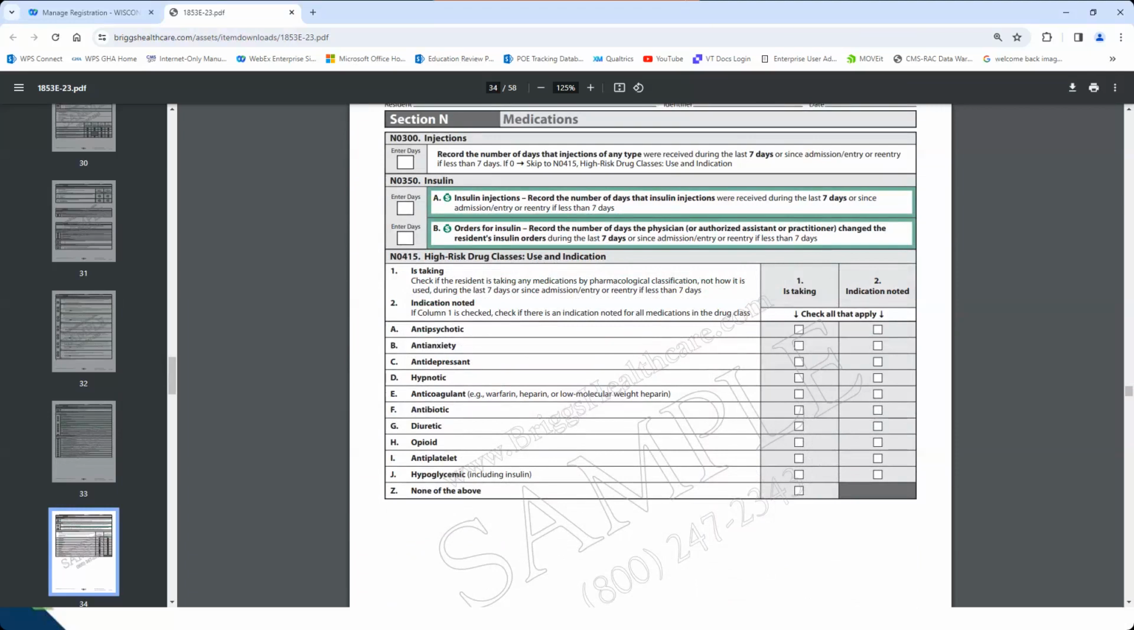All right, so as we move on to Section N, Section N is all about insulin. So if your patients require insulin, things that are going to drive payment are the number of days injections were received in the seven-day look back or since admission, and changes to insulin orders during that 7-day look back. Does that information match what's reported in the MDS? So does your physician documentation of orders and your administration records match what you captured here? If it's not, we're going to change that when we do the review.